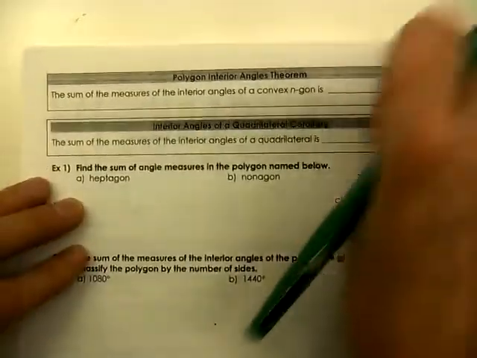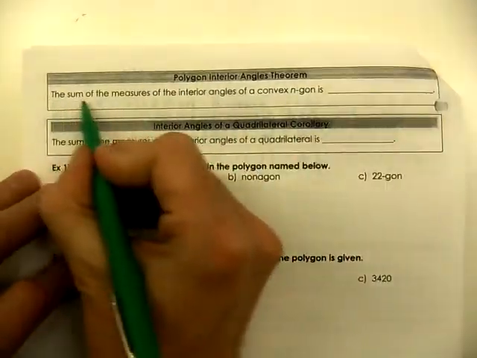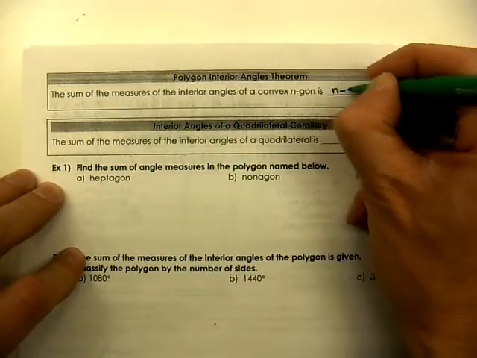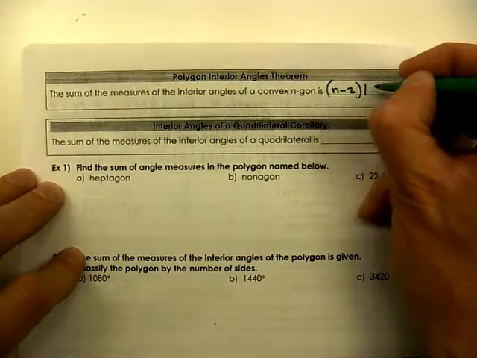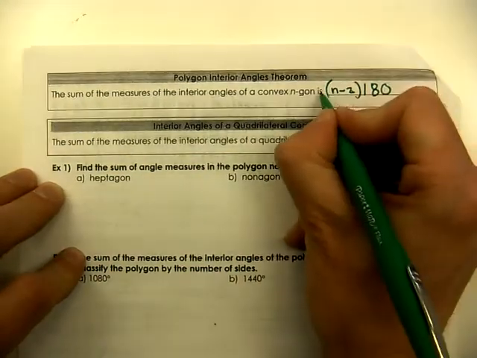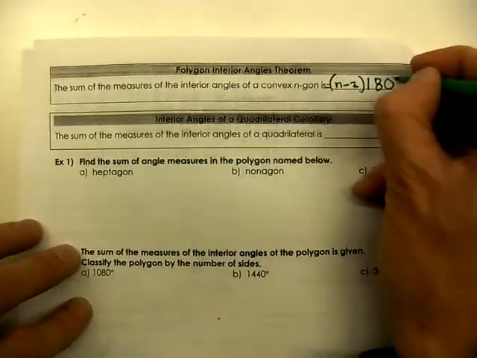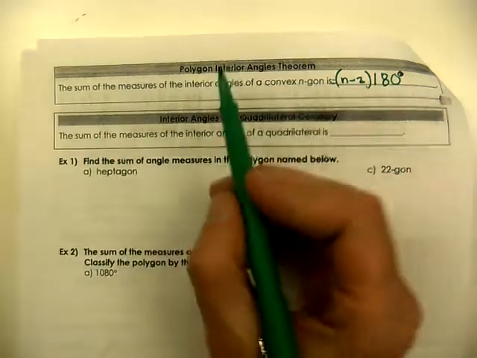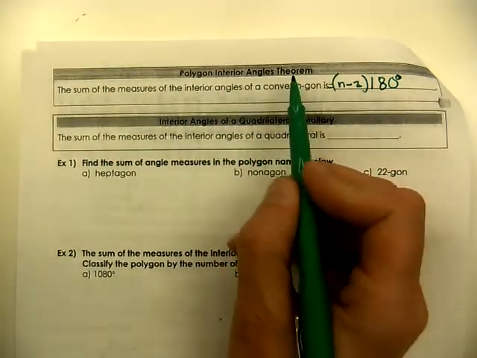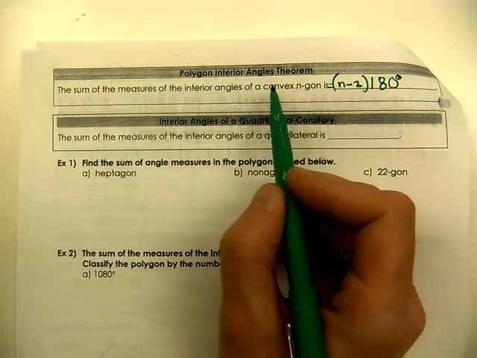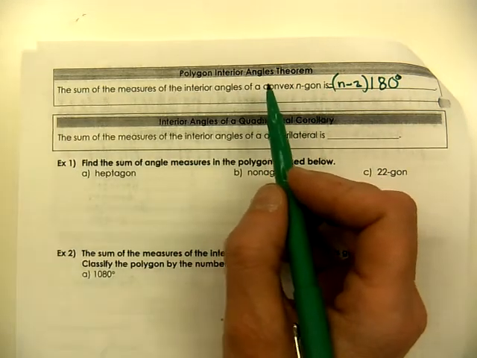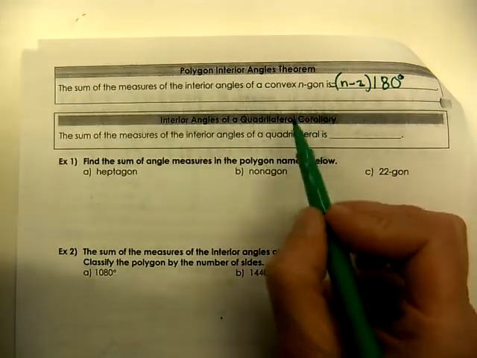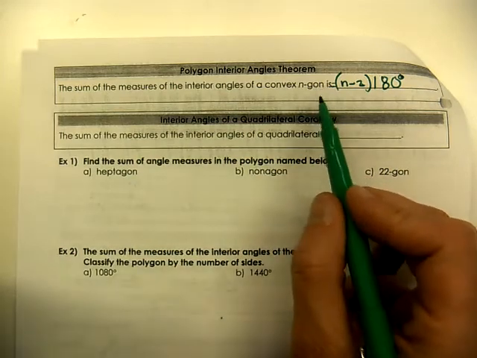To summarize, at the very top, there you see the box. The sum of the measures of the interior angles is n minus 2 times 180. Put a little equal sign there. And that's in degrees. That has an official name. It's called the Polygon Interior Angles Theorem. It is a theorem, which means it can be proven. We're not going to actually prove it this time, but it can be proven. And based on that, we have a corollary. Remember, a corollary is a special case of that theorem.